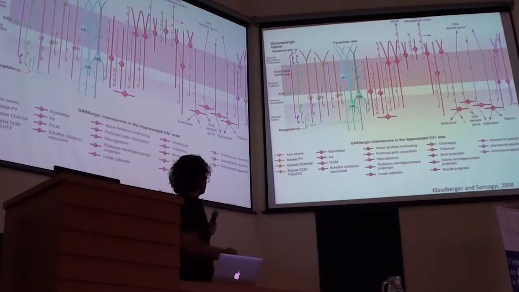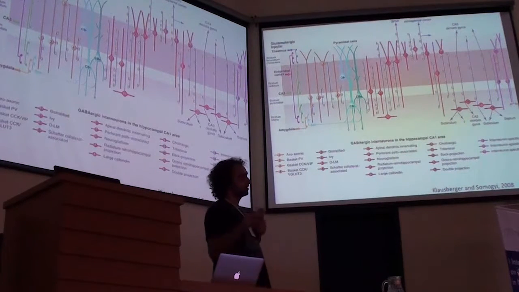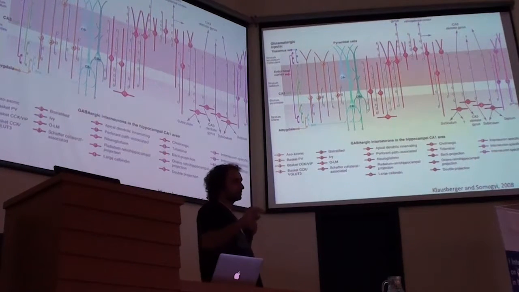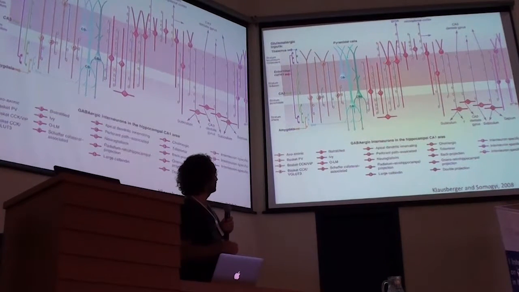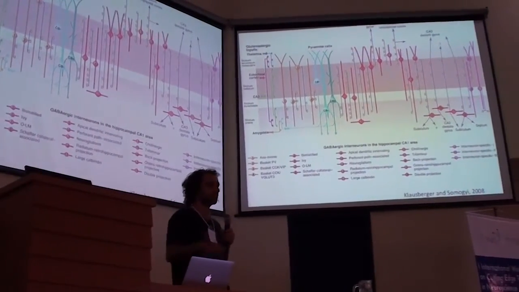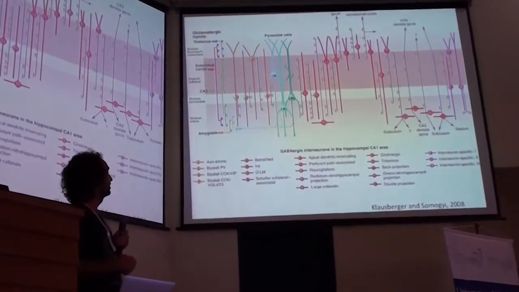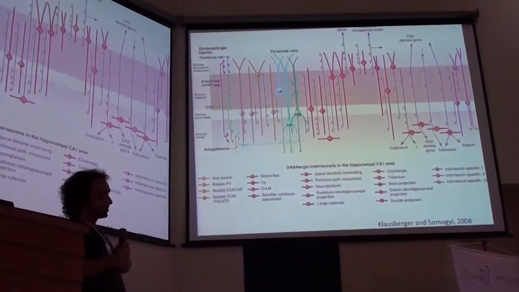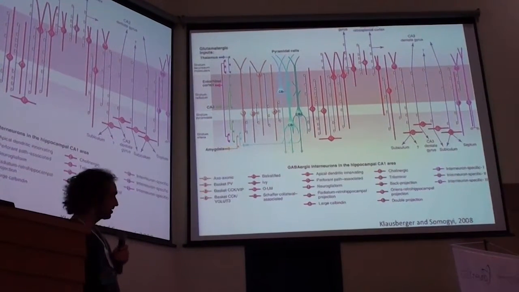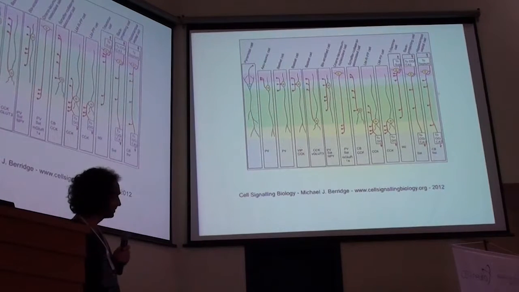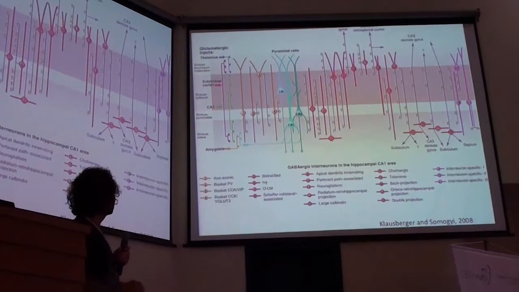So in the hippocampus, you have a more or less uniform population of pyramidal cells, but you have a variety of interneurons that can be classified by their anatomical position, or by where they project, and so on, or by genetic markers. The cell I'm talking about is this guy here, number 7.